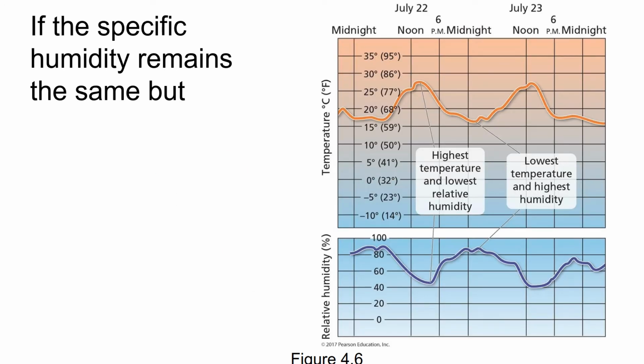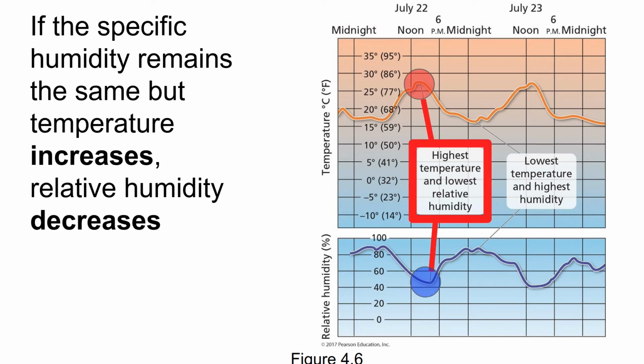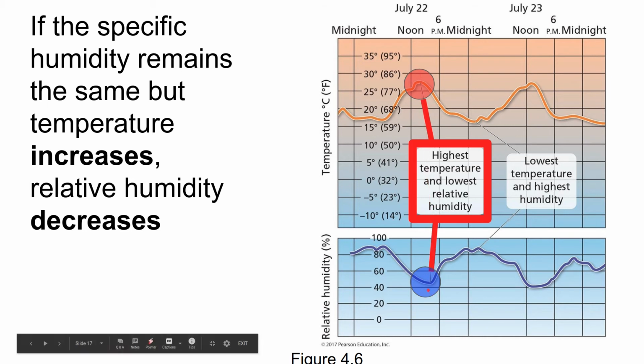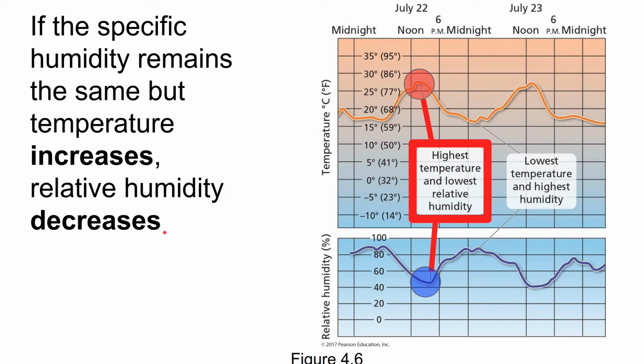So same deal. If the specific humidity remains the same, we've got a chart of temperature, lower and higher, and then relative humidity, higher and lower. This is actual charting from the Sacramento airport. At the time of day with the highest temperature, your specific humidity probably hasn't changed, so highest temperature, lowest relative humidity. When the temperature increases, relative humidity decreases if the specific humidity stays the same, which it usually does.